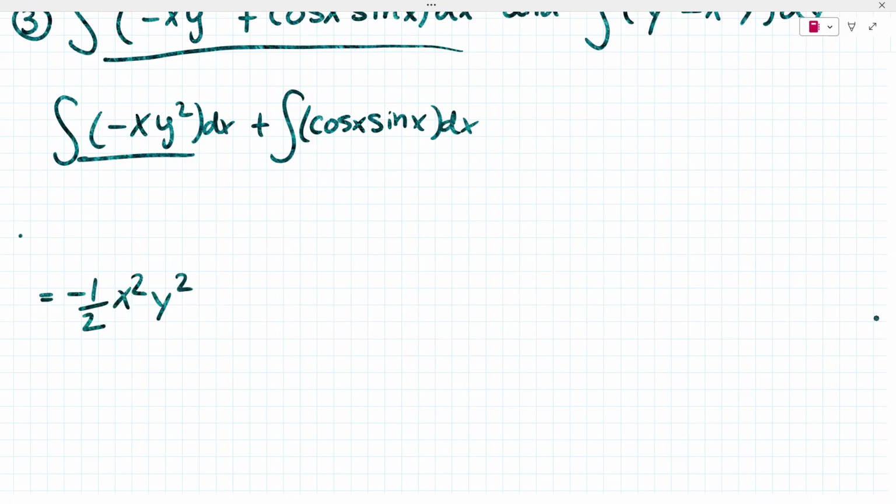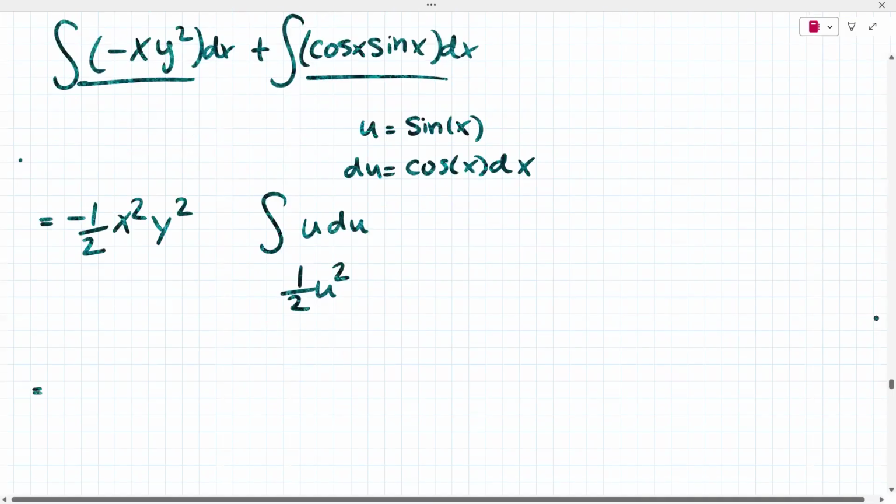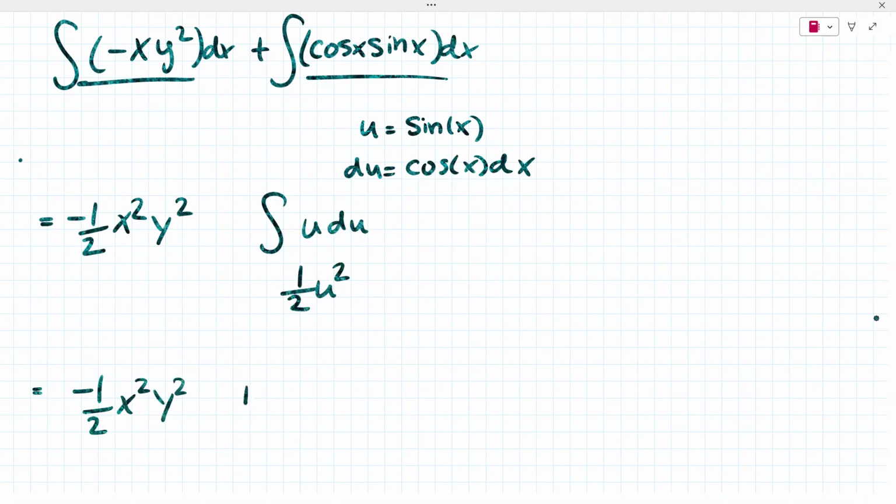The integration of this, you would have to do u substitution. Your u would be sin of x. Your du would be the derivative of sine x, which is positive cosine of x dx. So that would be the integral of u du. And that is going to be 1/2 u squared. So that's going to be negative 1/2 x squared y squared plus 1/2, and then you replace u with sin squared of x.